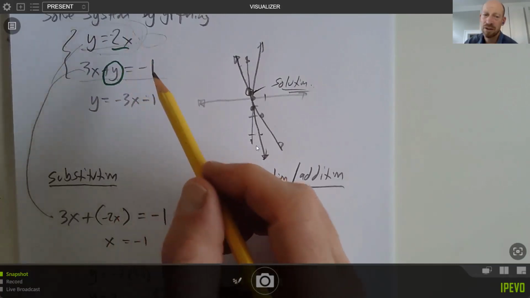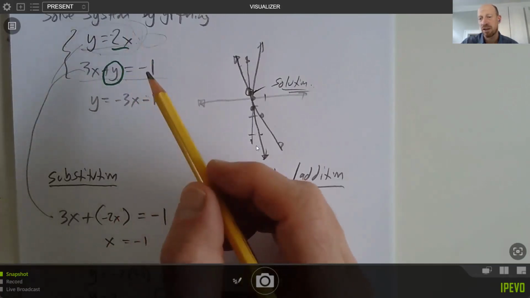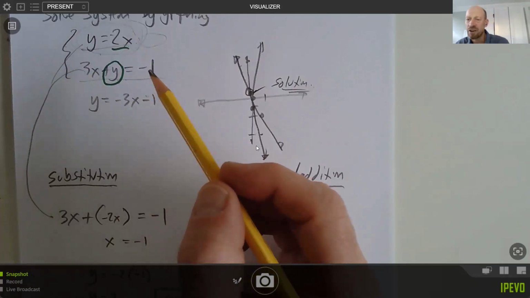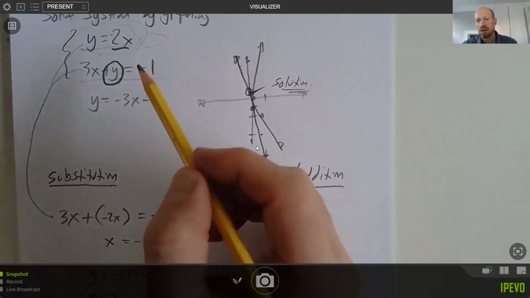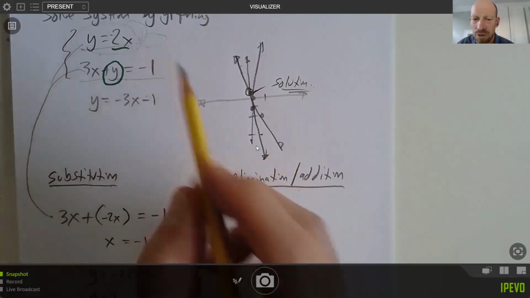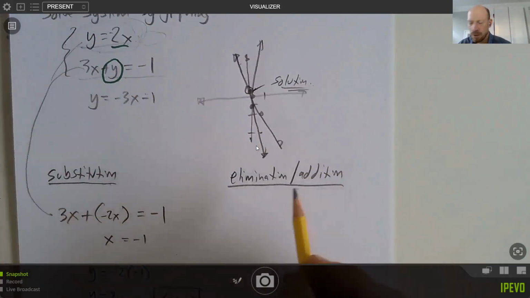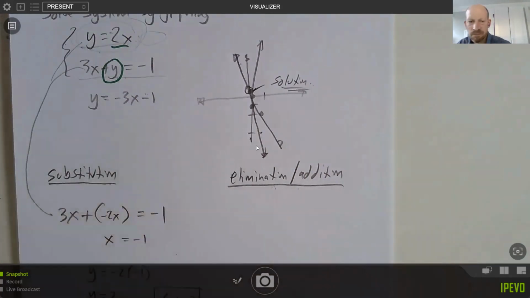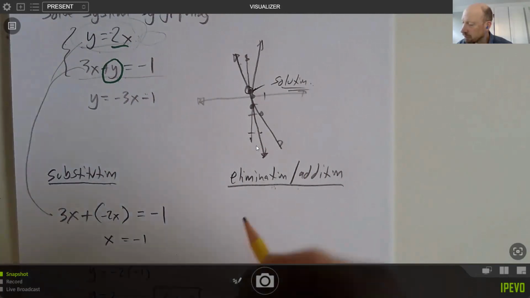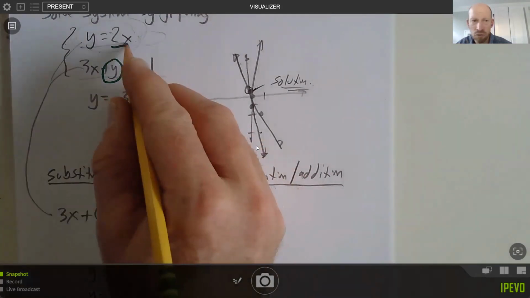So that's one of the weaknesses of substitution. It actually is more likely to generate fractions. And I know how we all feel about fractions, right? We would like to avoid them. Elimination is a little bit better at avoiding fractions. But you also have to make sure things fit together.